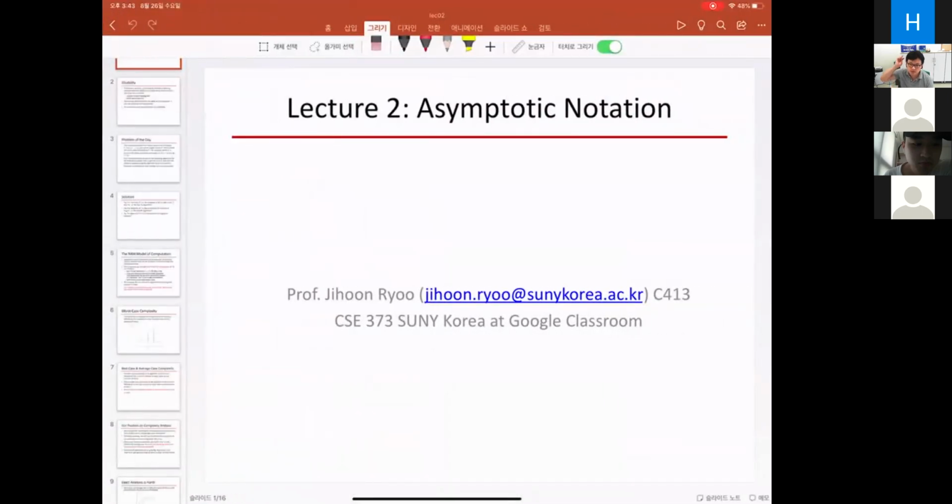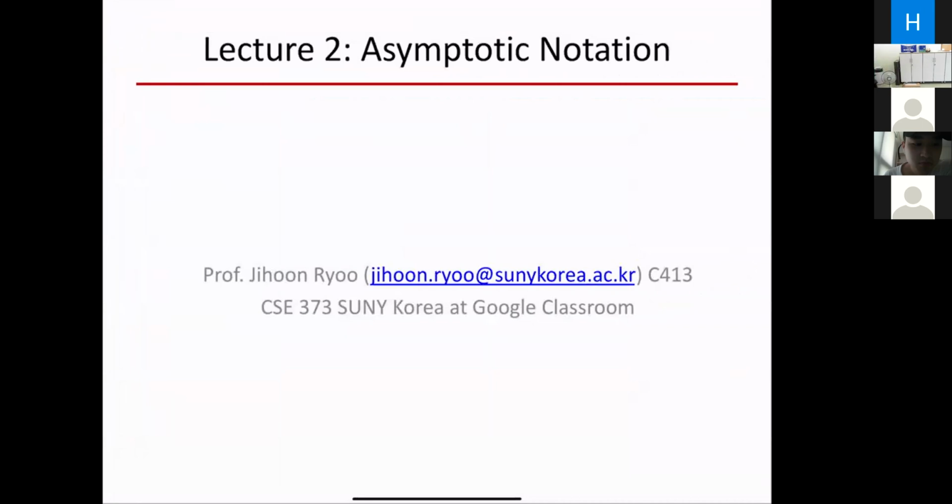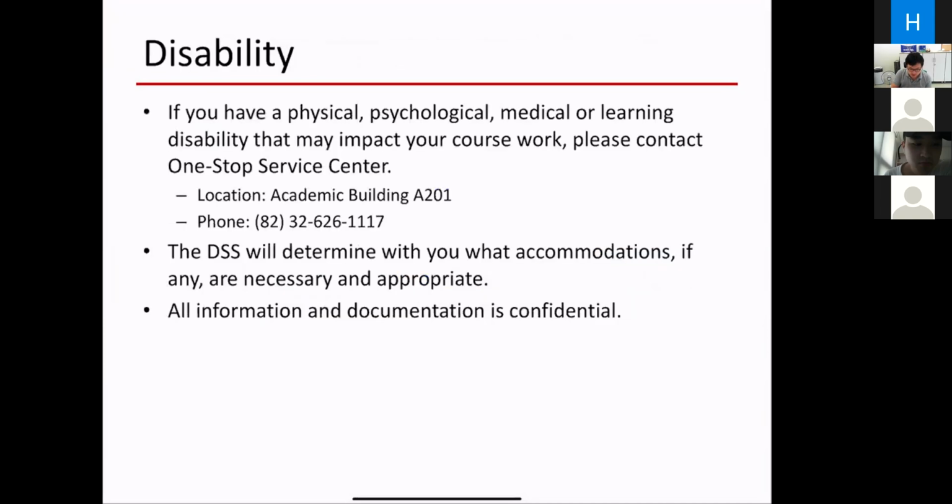So I'm going to upload this file. I tried this before the class, but my computer is not turning on properly. Just give me a second. All right, so today we're going to talk about asymptotic notation. It is afternoon, so I want you to warm up your brain. Let's talk about this. Not this one.